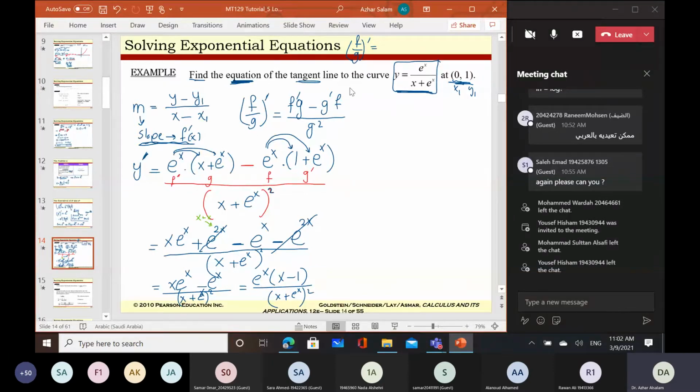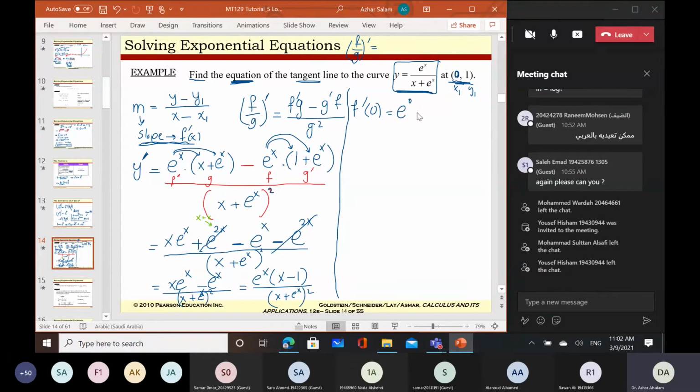This is the simplest form for the derivative. I still have to find the value at this point, 0, 1. So here, f dash of 0. Why did I substitute with zero? Here I have the value of x equal to zero, so I substitute here with zero to find the value of the slope at the point x equals zero. Okay? I will not need the 1, I will only need the zero.